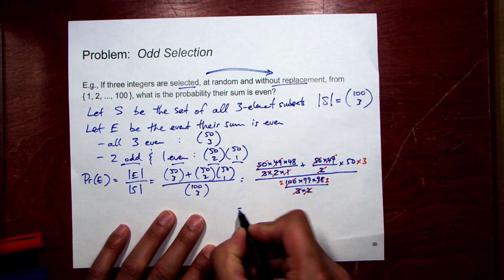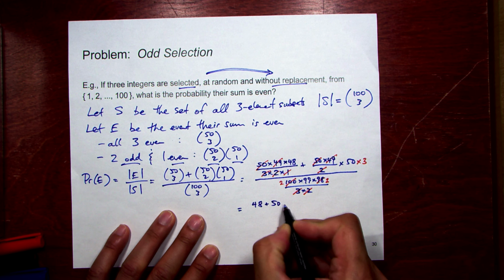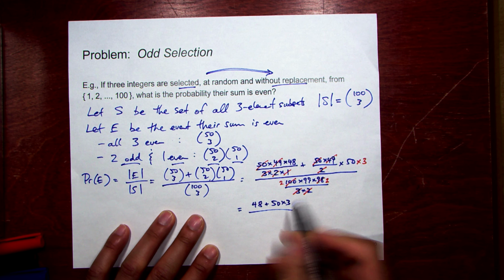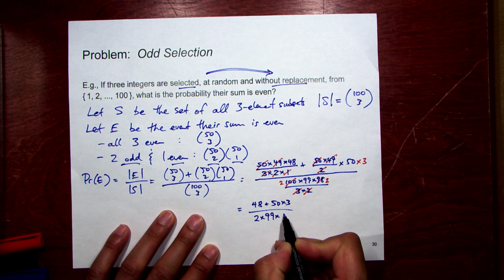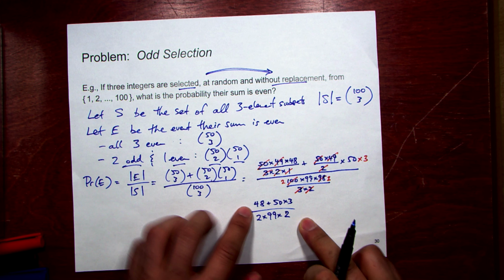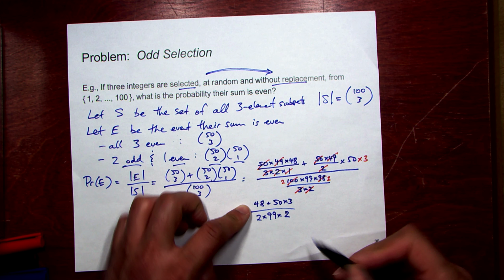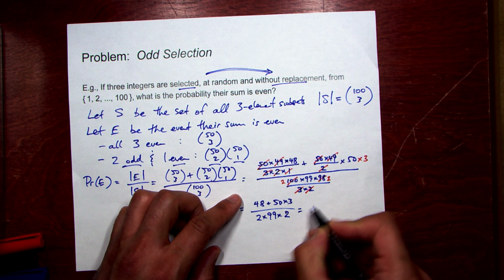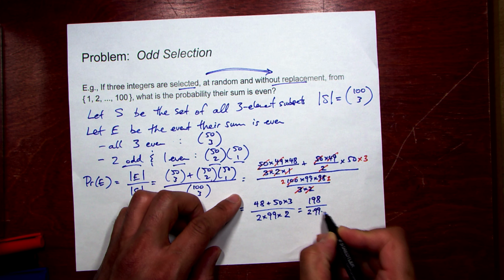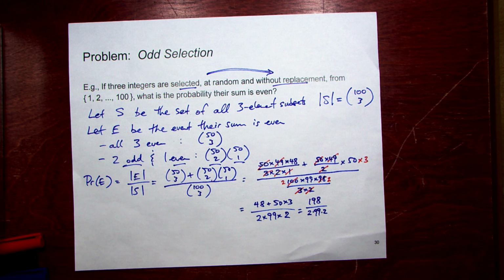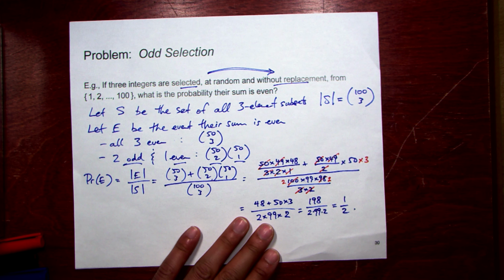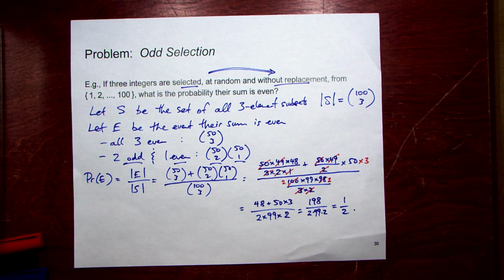Okay, so this is 48 plus 50 times 3. And the denominator's got 2 times 99 times 2. And if we expand what's on the numerator, 48 plus 150 is 198, which is exactly 2 times 99. It's kind of cool. And that's a half. It's exactly 50-50. That's really cool.